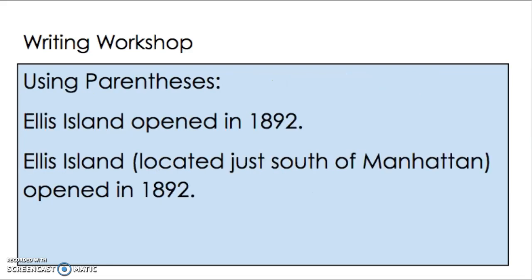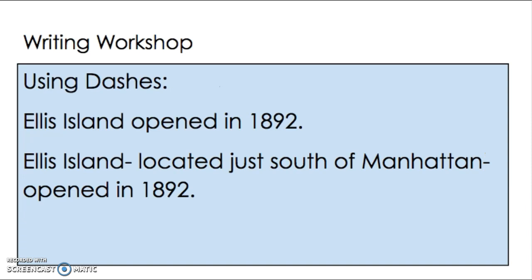Using parentheses. So if you look at the first sentence, it just says Ellis Island opened in 1892. Great, so that's one fact. But let's say you wanted to add a piece of information about where Ellis Island is. You could use parentheses. So you see Ellis Island, parentheses, located just south of Manhattan, parentheses, opened in 1892. So do you see how this information in the parentheses is kind of like a side note, not really connected or necessary to the meaning of the whole sentence? Now here's another way to look at this, same type of concept. You can use dashes. It's just another way that you can break up your sentence.